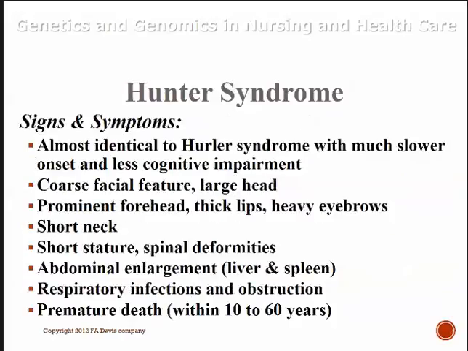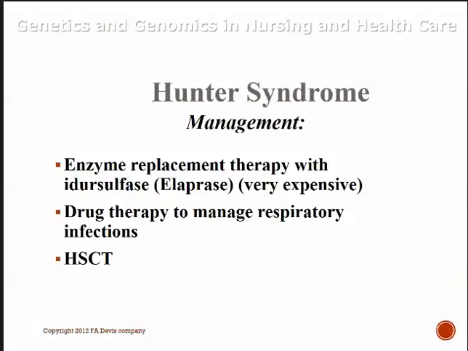Signs and symptoms, it's almost identical to Hurler syndrome, but it has a much slower onset and less cognitive impairment. So you have the coarse facial features and the large head, prominent forehead, heavy eyebrows, short neck, short stature, respiratory infections, and premature death. Enzyme replacement therapy with idursulfase or Elaprase. Again, very expensive. Drug therapy to manage your respiratory infections, and the stem cell transplant that we talked about earlier, again, expensive and risky.